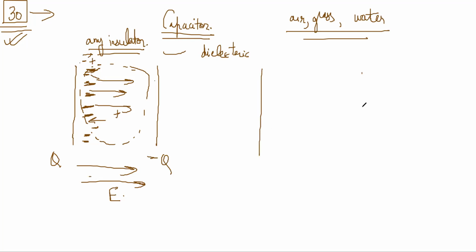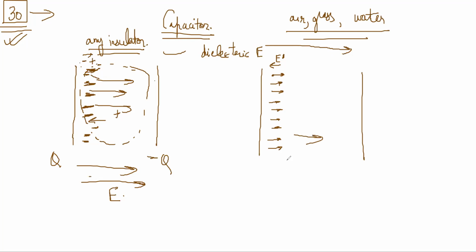So because of the capacitor's electric field, there is a net dipole moment like this. So what it feels like is that this dipole moment is basically a field in the opposite direction, plus to minus, right? The original field was E, this is E dash in the opposite direction. So the net field that you see inside is lesser than the original: E minus E dash.